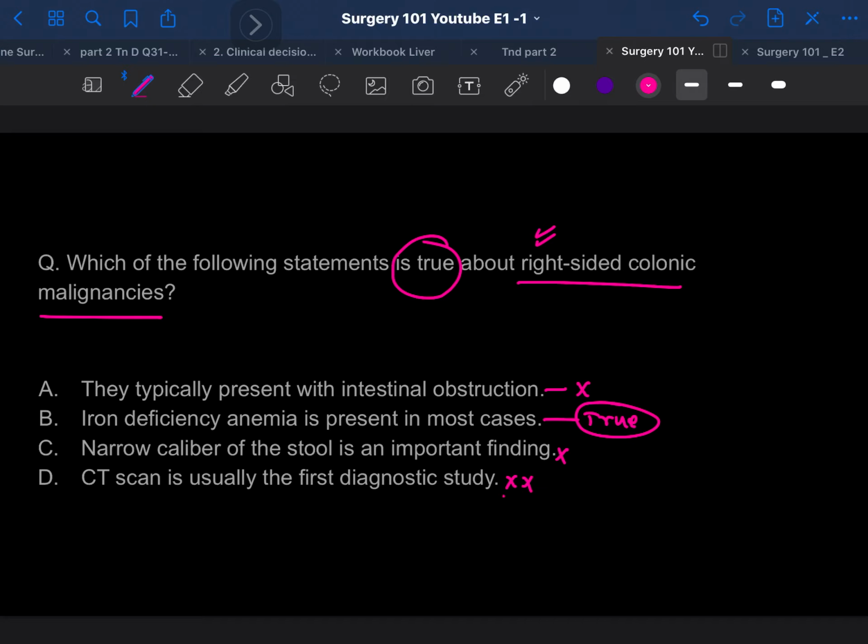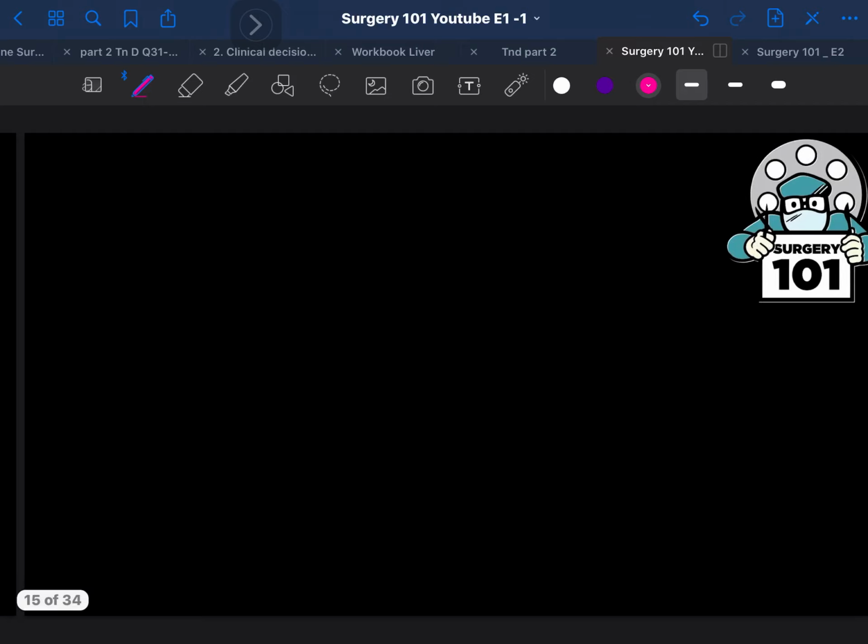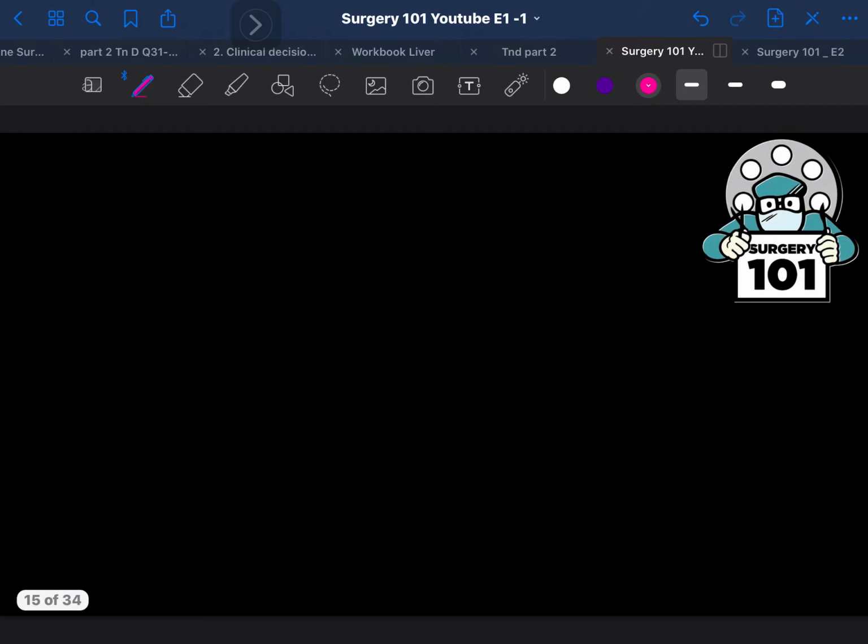Well, no. CT scan is not the first diagnostic study. You will go in for a workup and then you have to go in for a USG. Obviously, this is the pattern which you will follow. And then if at all you have a suspicion, then you will go in for a CT scan, guys. Now, I'll just summarize the important differences between right and left-sided colonic malignancies.